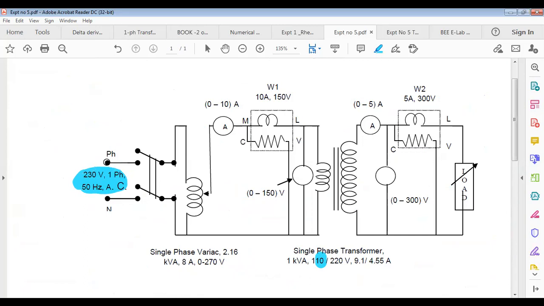220 volt single phase AC supply, 50 hertz is the supply frequency. Input voltage is fixed, and these are the two output terminals. This variable terminal you go on changing so that the voltage is 110 volts.